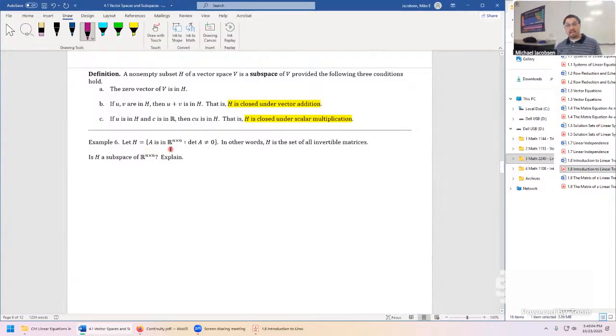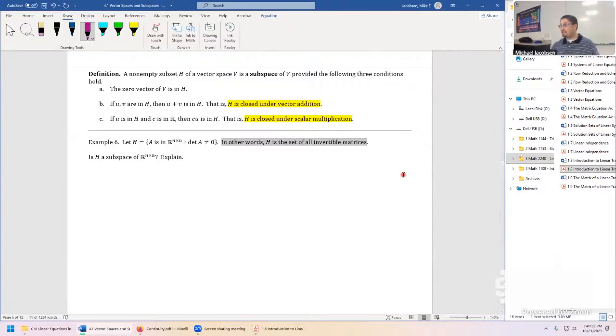H is a set of n by n matrices, and that means they could be invertible. The set membership condition insists on invertibility. That's the invertible matrix theorem. We've collected it into one set H, the set of all square matrices of size n by n with a non-zero determinant. So H is the set of all invertible matrices. It turns out this is not a vector space.